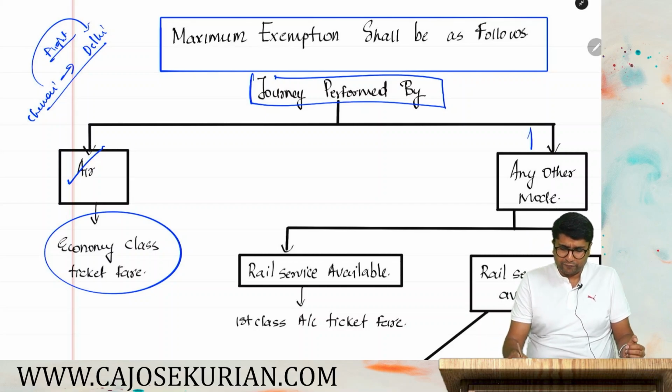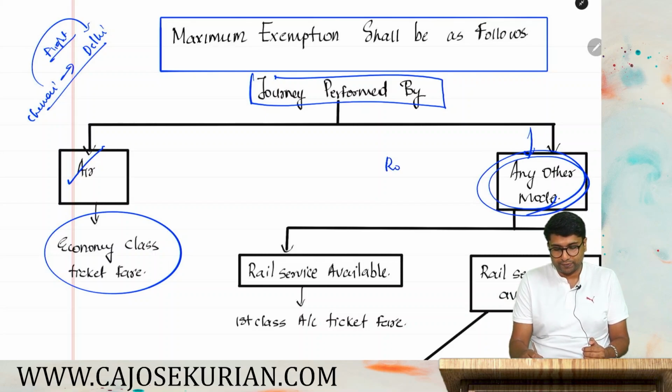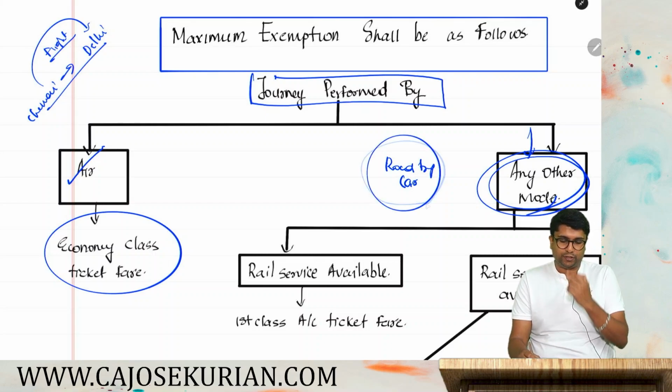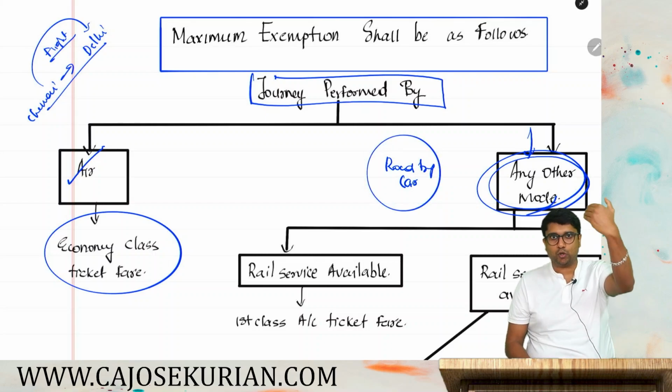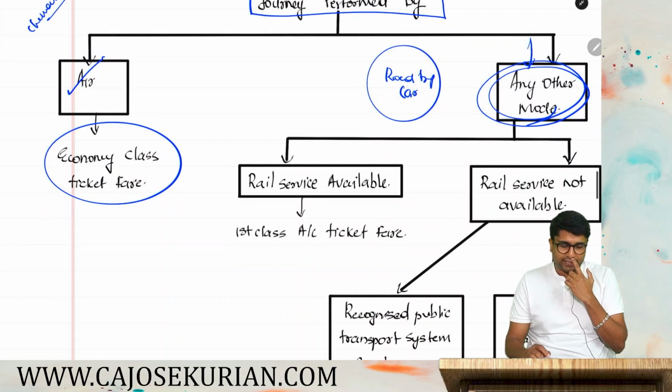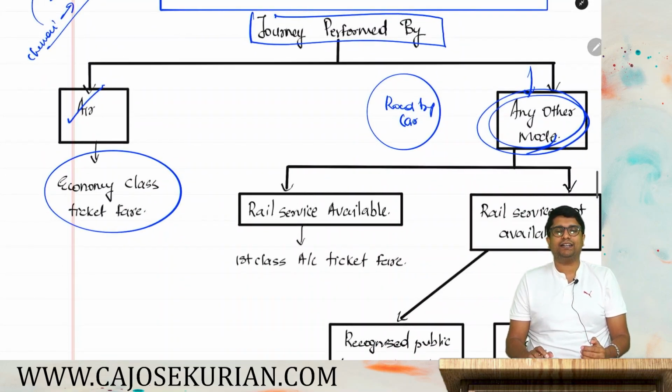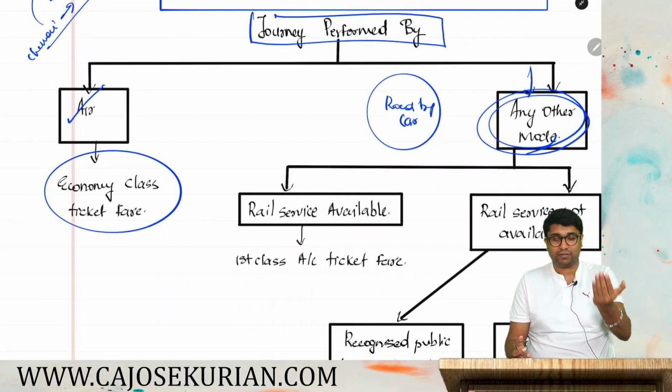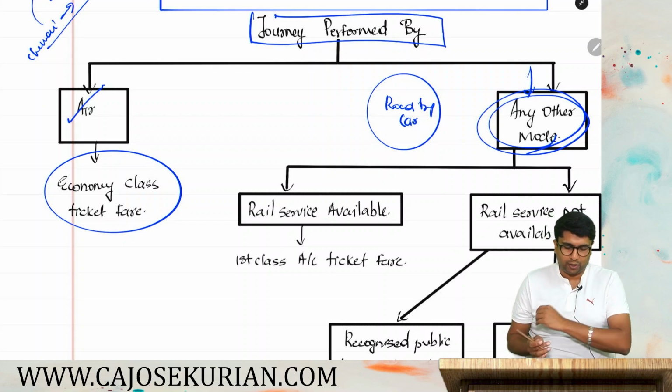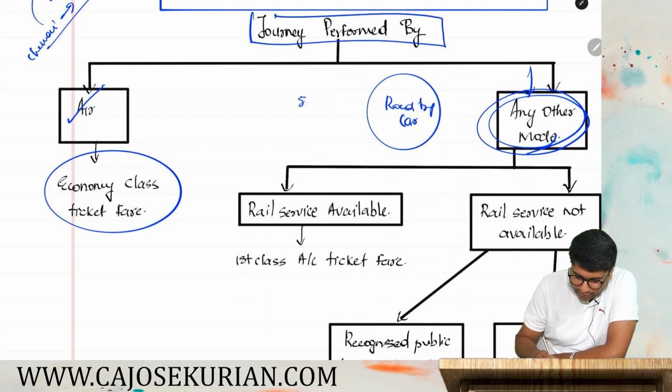Now, if you have performed the journey in any other mode, say you went on a road trip in your car from Chennai to Delhi, you drove. In such a case, you cannot claim that entire petrol cost as an exemption. Not possible. Then what you need to do is write down, say for example, the fuel charges were 50,000 rupees, and note that 50,000 rupees was reimbursed by the employer.